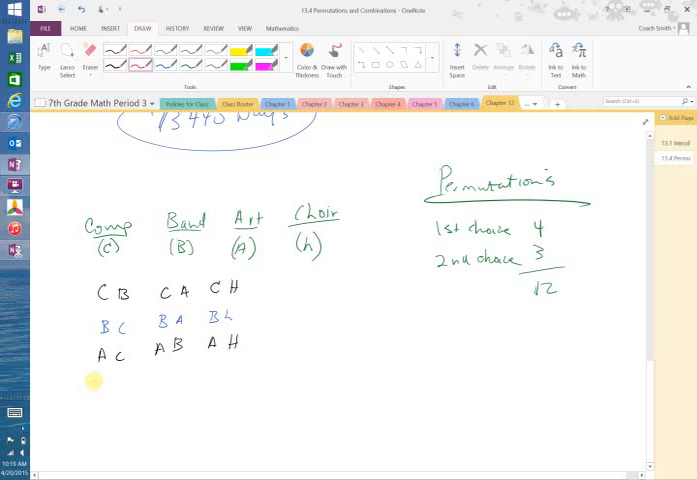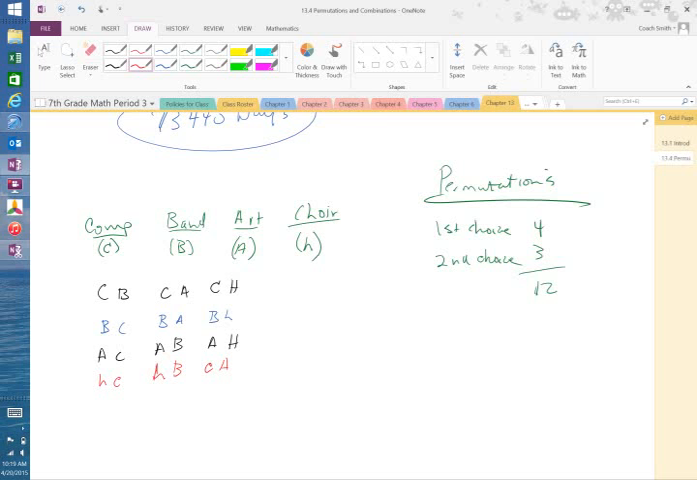Then we could go choir computer, choir band, choir art. Now, that represents the 12 that we came up with over there. But here's the problem. Okay?